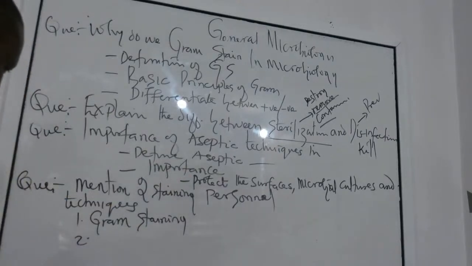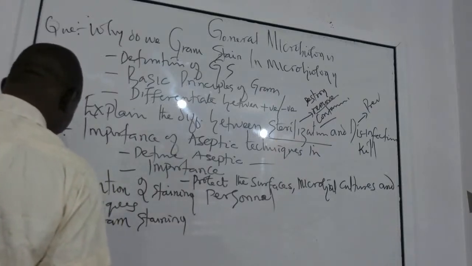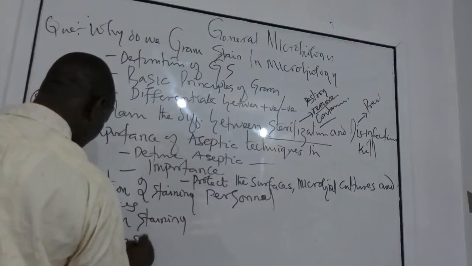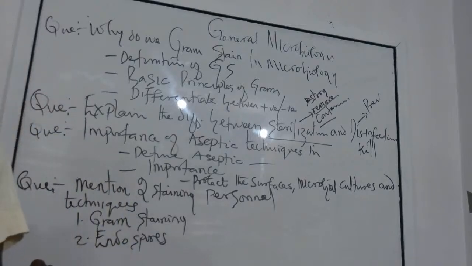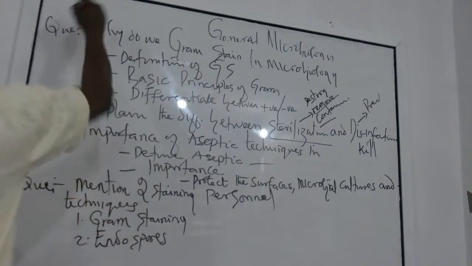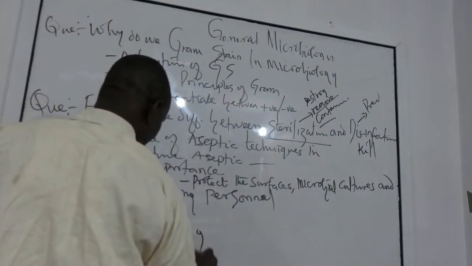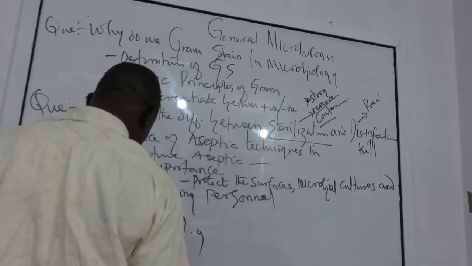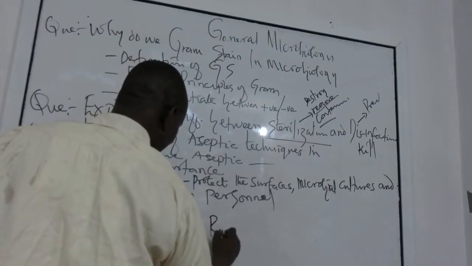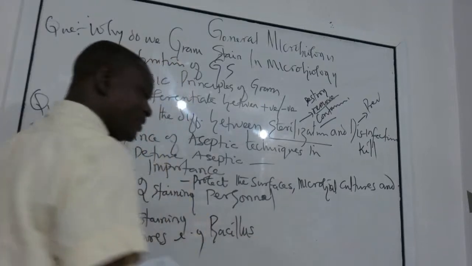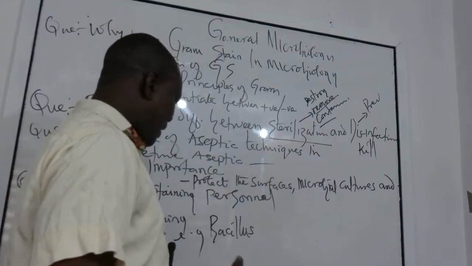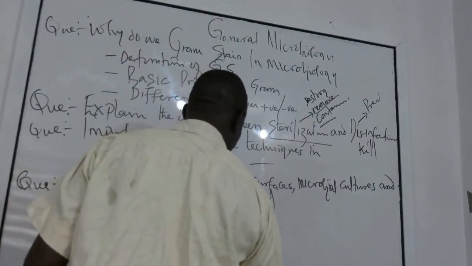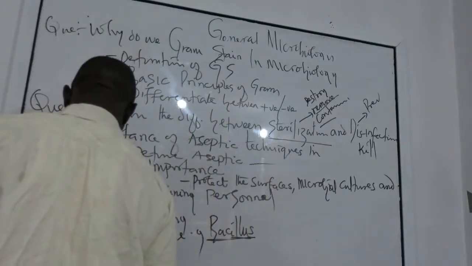Another type of staining technique that is not mentioned is endospore staining. It targets only the microorganisms that form endospores. An example is the one they use for Bacillus species, because Bacillus is known to form endospores. They form a kind of protective coat around them. So you target those that form endospores.